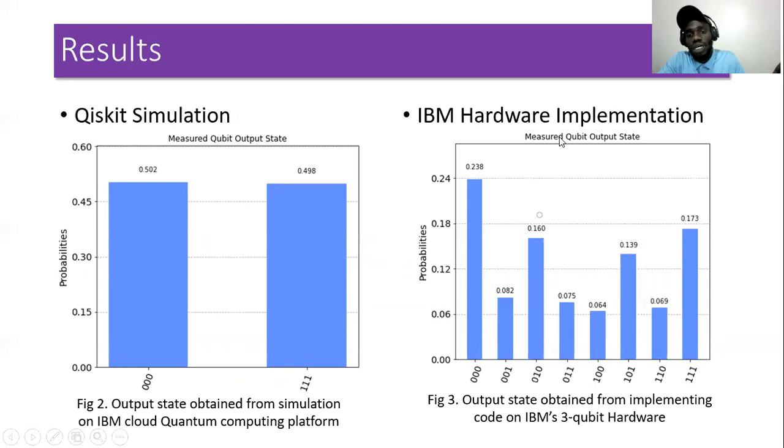However, when we implemented the same code on actual quantum computing hardware of IBM, we found that the error correcting code fails. This is obvious from the intermediate states that are produced. Not only do we have a probability of having a state 000 and a state 111, we also have probabilities of having other intermediate states which were not encoded in the circuit initially. So therefore, the error correcting code fails.